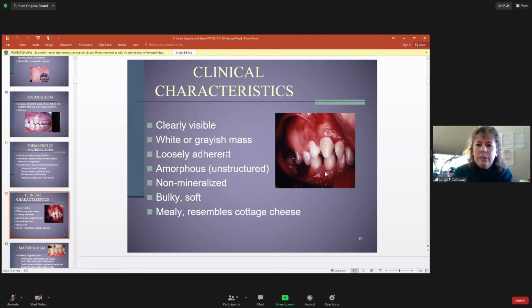It's clearly visible. It's not hard to see. You don't need disclosing to see it. It's a white or grayish mass, loosely adherent. You go around with your explorer, you're picking it right off. It's unstructured, non-mineralized, bulky, and mealy. It resembles cottage cheese if it's a cervical area of neglect that has built up.